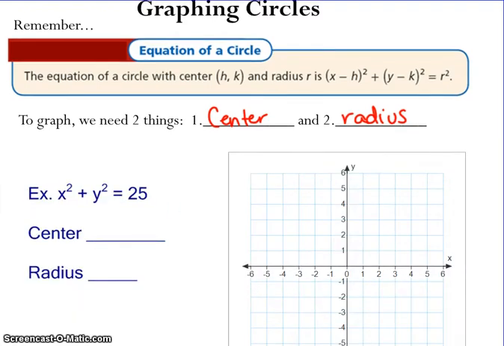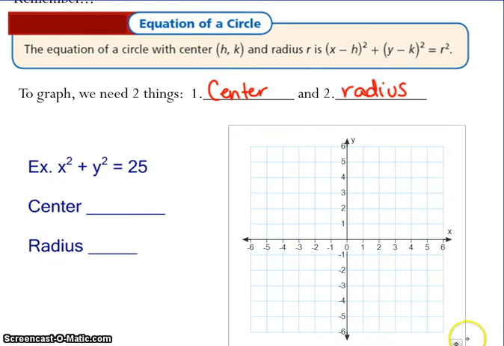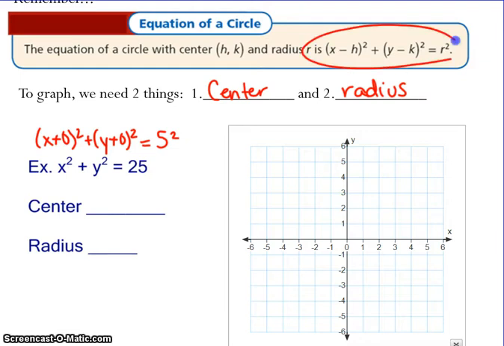So let's take a look at this problem here. x squared plus y squared equals 25. Now this can actually be rewritten as x plus 0 squared plus y plus 0 squared equals 5 squared. The reason I did this is I want you to see I put it in the form that you see right here. x minus h, so x minus 0, plus y minus k, so k is 0, and then r squared. Well, 25 is really just 5 squared.